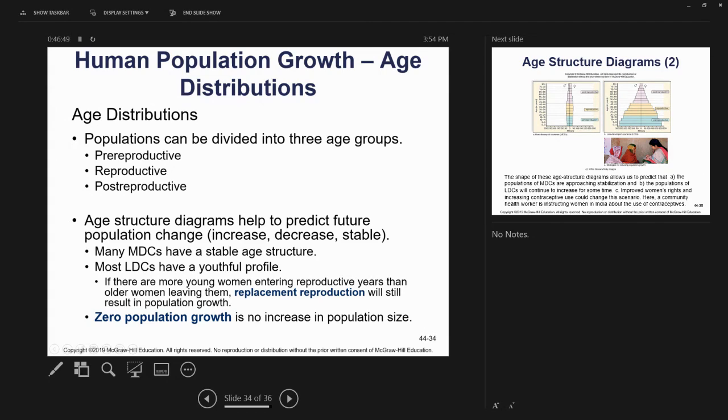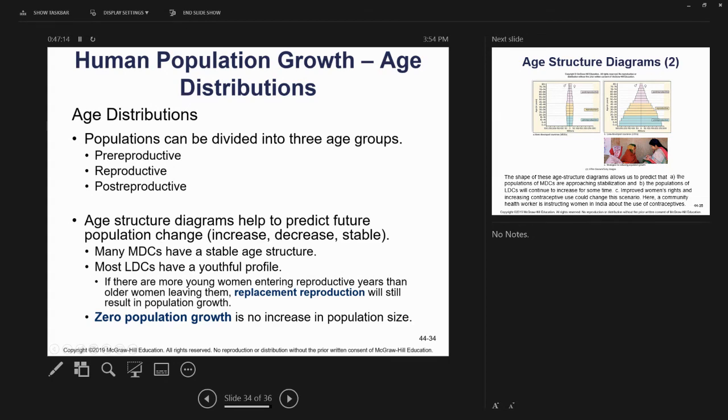So more developed countries tend to have a more stable age structure. We're more evenly distributed between all three. And lesser developed countries tend to have a more youthful profile, meaning there are many more individuals who are pre-reproductive or reproductive, so are still reproducing, that are in the population, and so reproduction continues at a high rate.